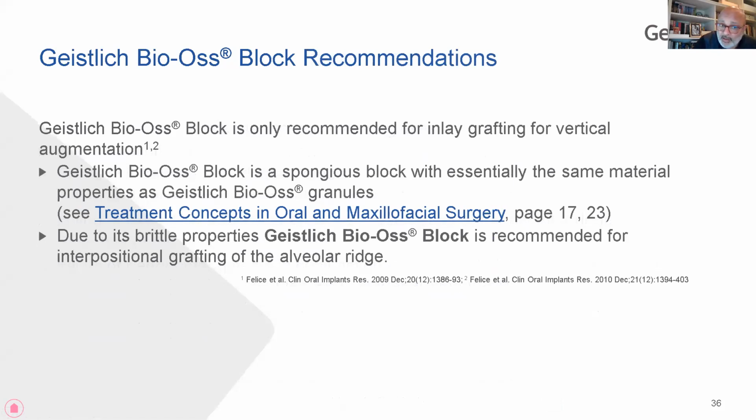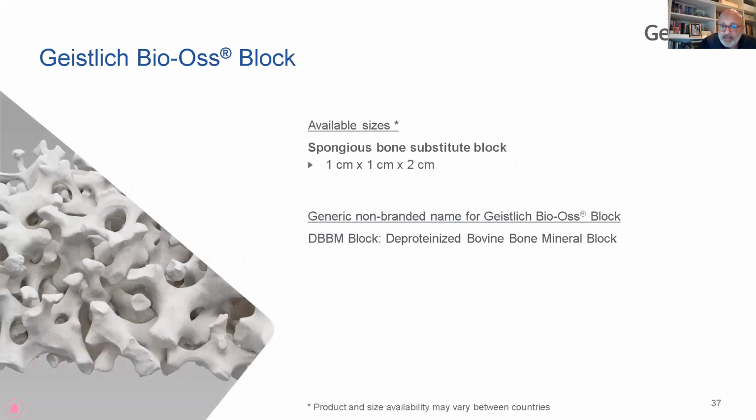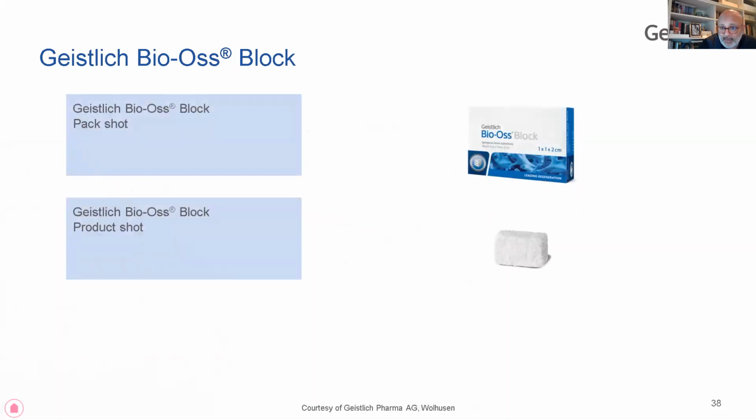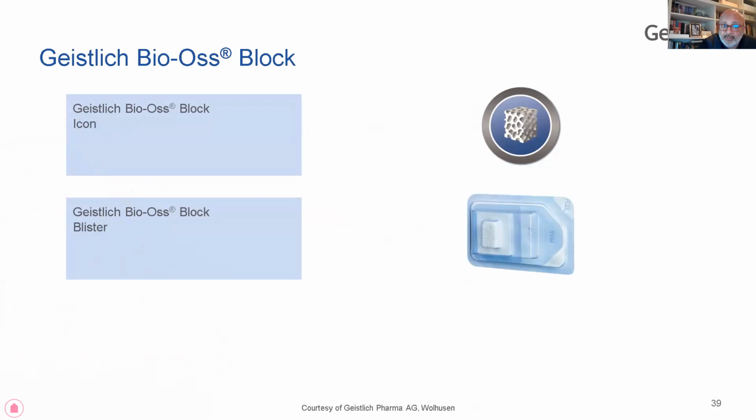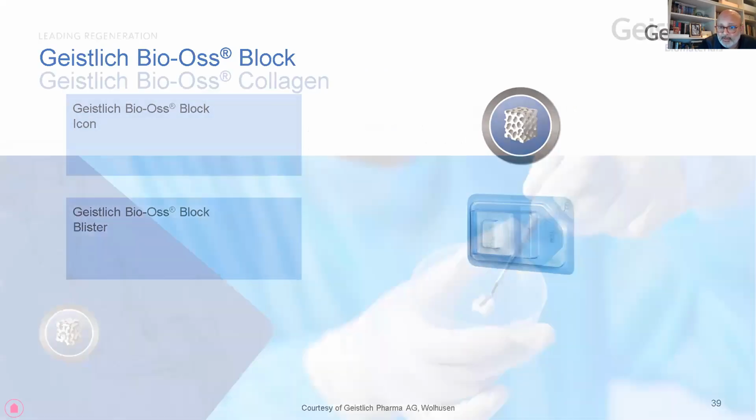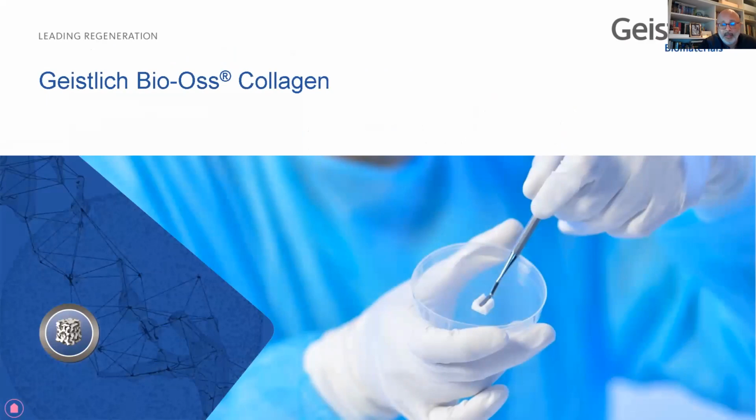Okay, it's a spongy block, essentially the same material as BioOs. There is a study there, Felice et al., for those who want to go up and read it, a very interesting study in clinical oral implants. Due to its brittle properties, it's recommended for interposition grafting of the alveolar ridge. Again, I've already discussed what I tend to do. It comes in a block that's 1 centimeter by 1 centimeter by 2 centimeters, and you can just basically break that up for use. Again, it's in a pack, like many of the others. There is a blister pack that can be dropped out with a block, and that's that.